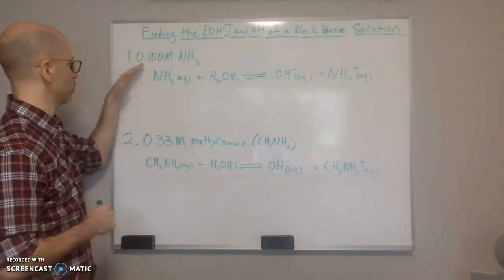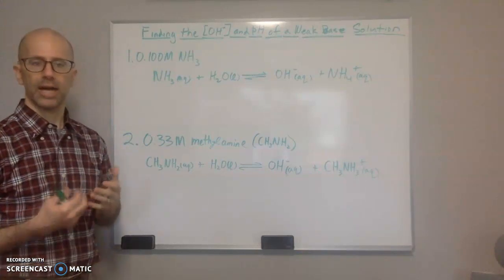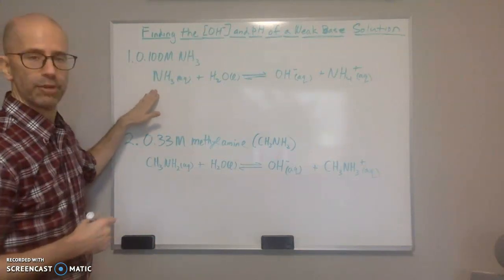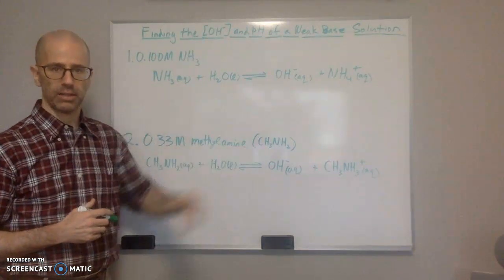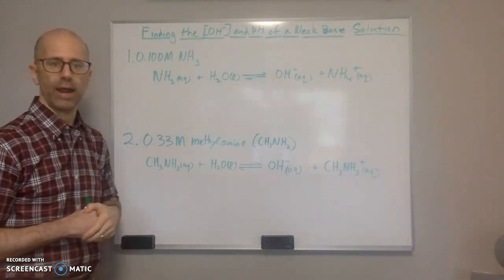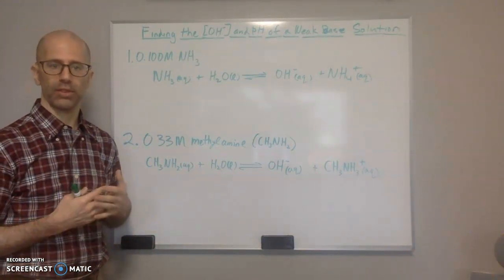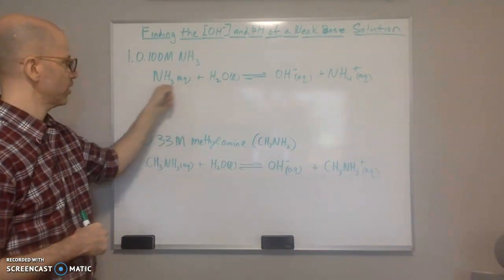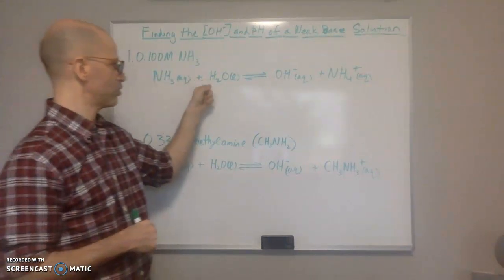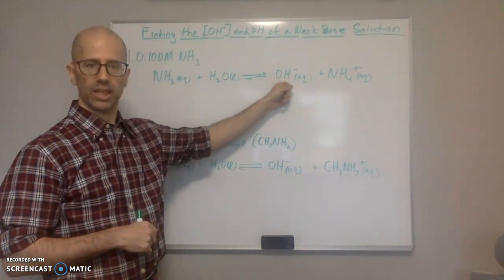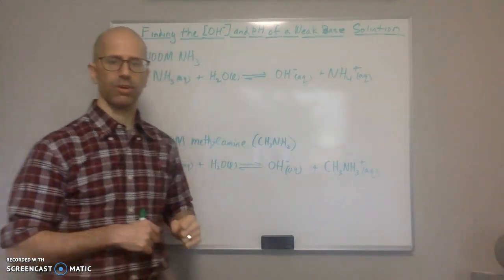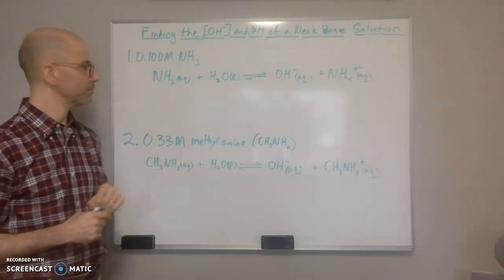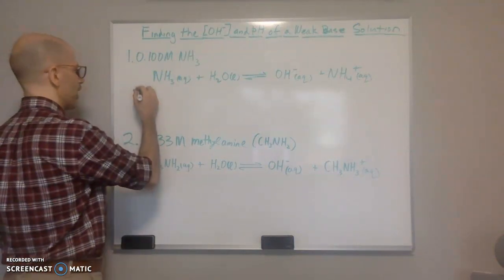Here we're given a 0.100 molar concentration of the weak base ammonia. If you're not given the balanced equation, then you have to write the balanced equation yourself. And again, all you're writing is the reaction of the base with water. So here you have your ammonia and your water as reactants. The ammonia is going to take a hydrogen from water. That's going to leave the hydroxide ion, and then you're going to have ammonium ion for your product.